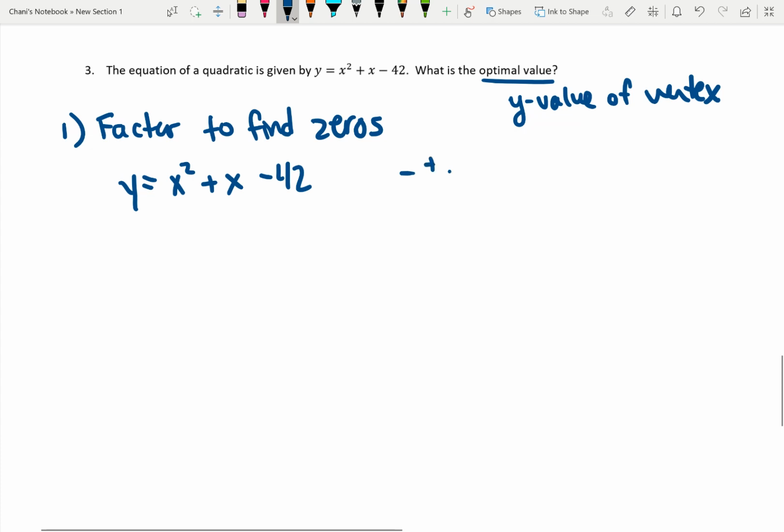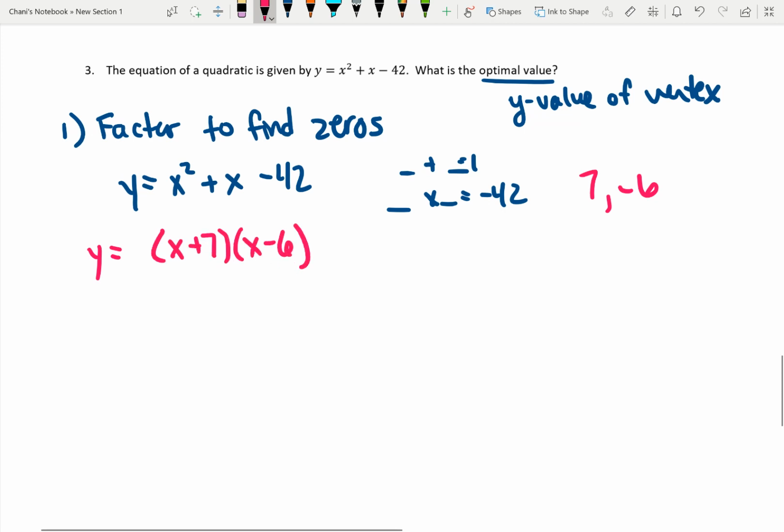So something that adds to 1 and multiplies to negative 42 is what we're looking for. So go through the different options of what multiplies to negative 42. Eventually you should get that 7 and negative 6 multiply to negative 42 and add to positive 1. So the factored form is x plus 7, x minus 6.